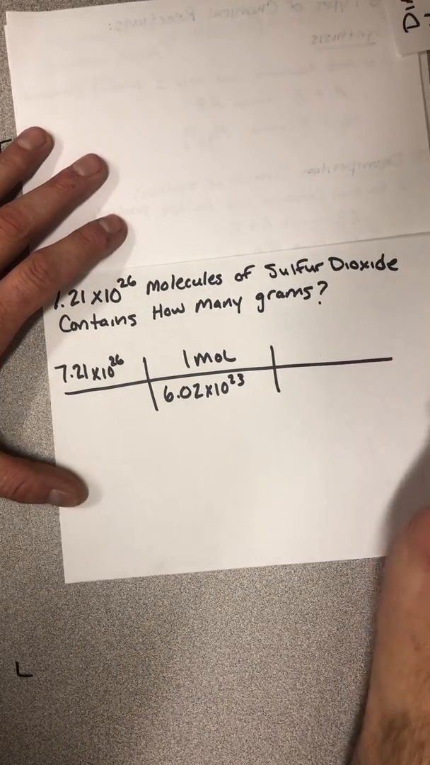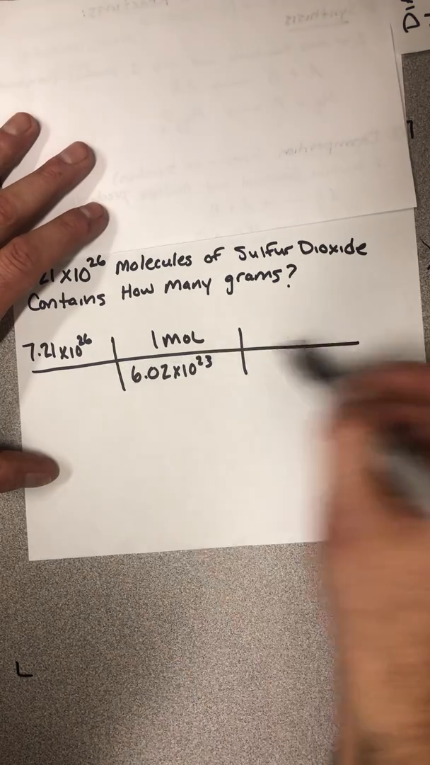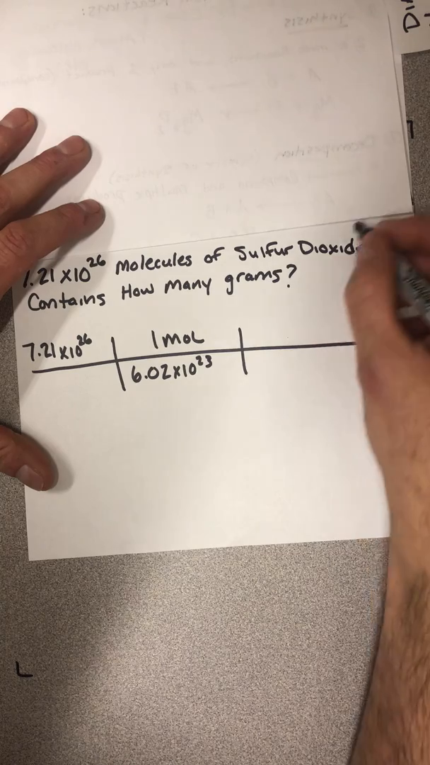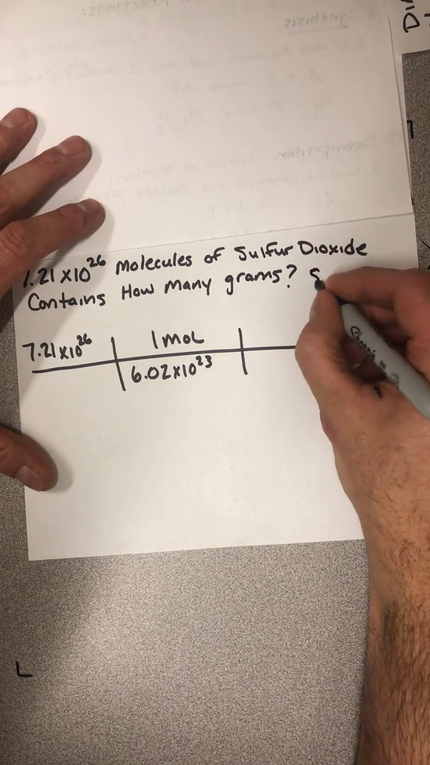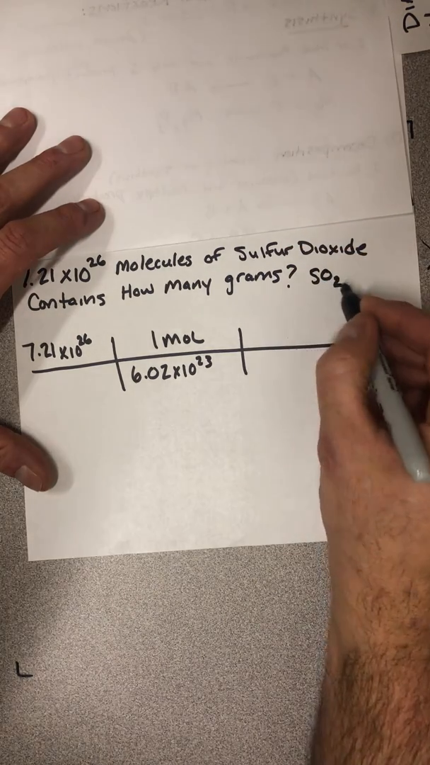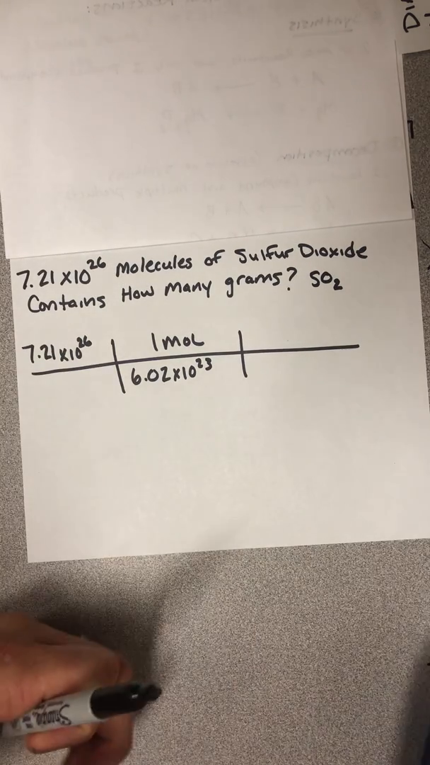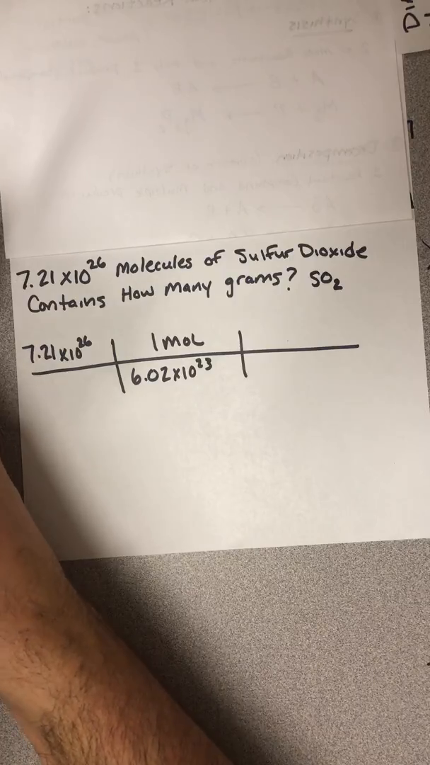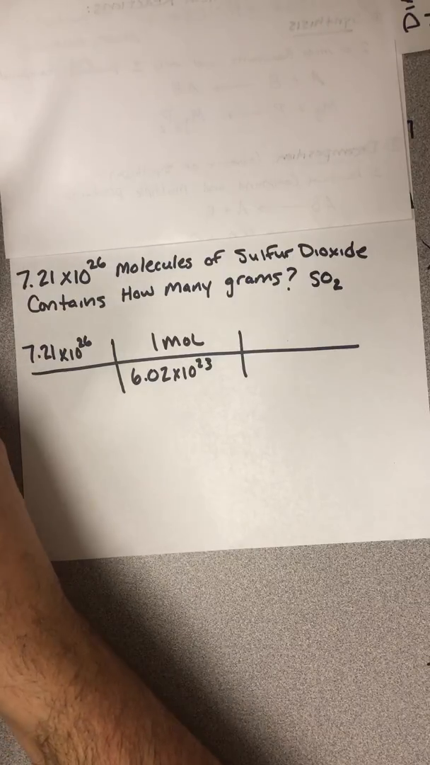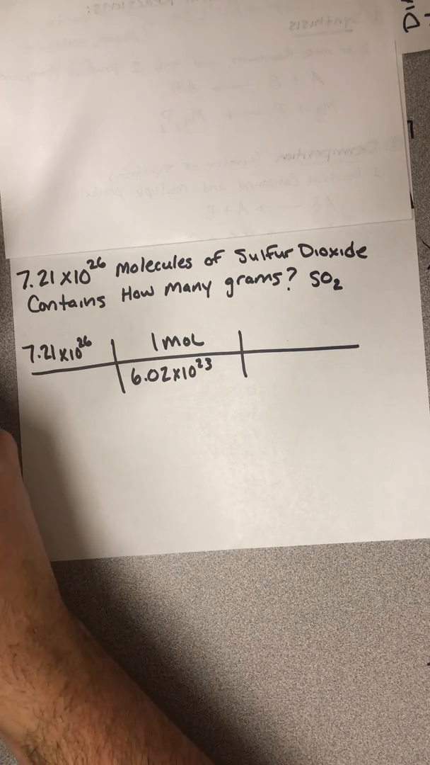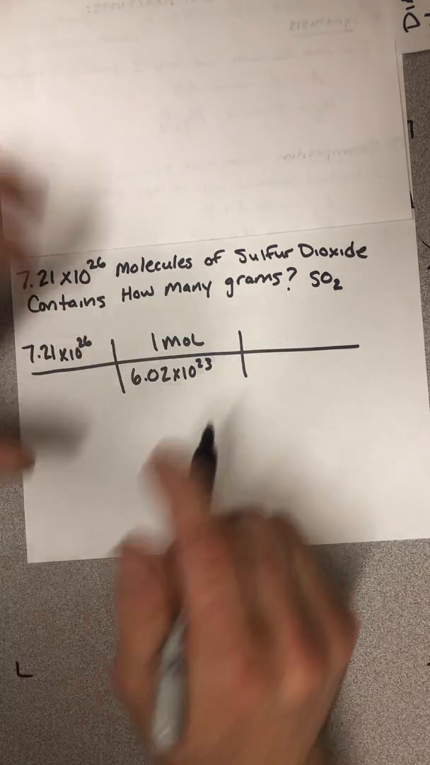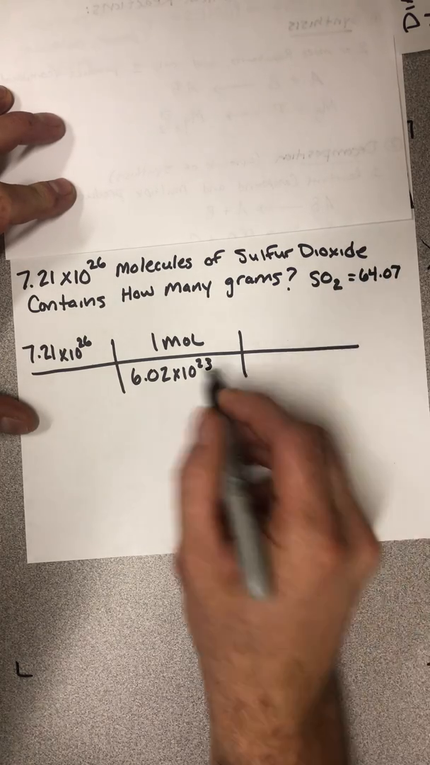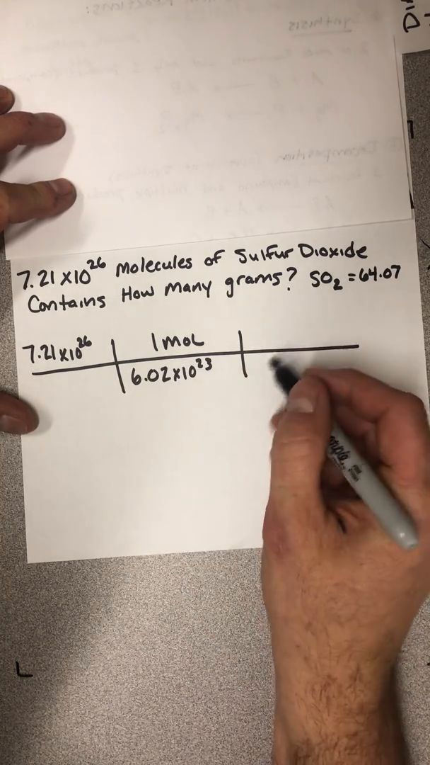I know I said to do this right at the beginning, and this is why. You kind of get into the problem, and then you got to calculate the mass, and that's not as good as doing it in advance, I got to say. So the formula here is SO2, sulfur dioxide. A sulfur is 32.07 plus 2 oxygens, and that gives us a molar mass of 64.07. Okay, that's going to get used here to calculate into grams.